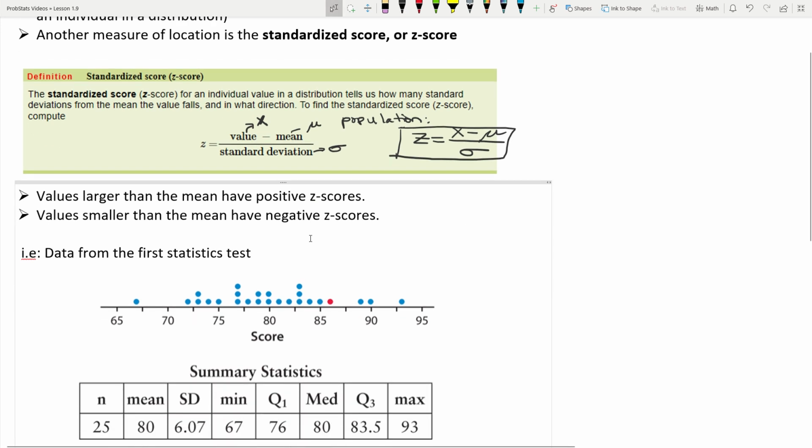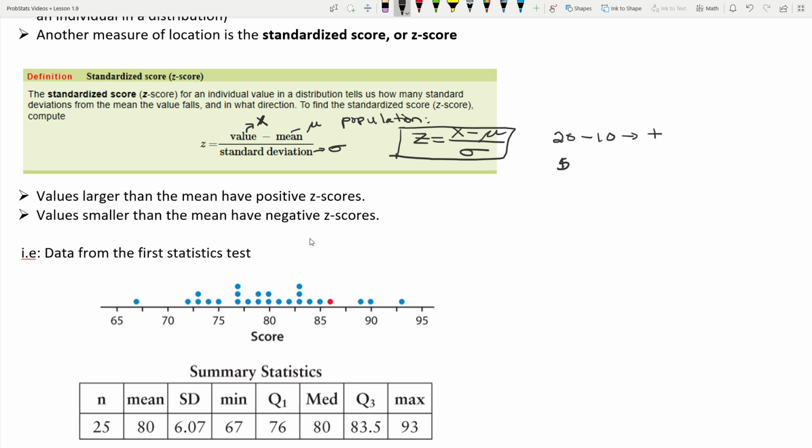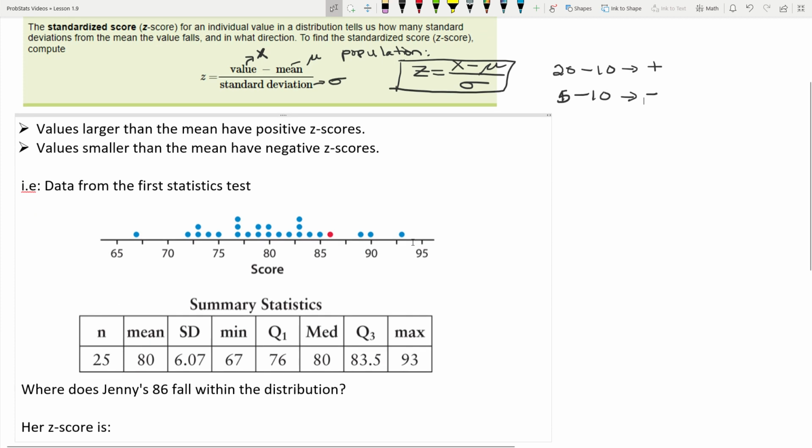All right, so then what does this mean? Well, if you get a positive z-score, then that means that the value you have is bigger than the mean. So for example, if the value is 20 and the mean is only 10, well, of course you're going to get a positive number. So that means that you're going to get a positive z-score. And if the value is smaller than the mean, so for example, 5 minus 10, the mean being 10, then of course you're going to get a negative number here, which means you're going to get a negative z-score. So this actually gives you direction, like what direction does the value fall.